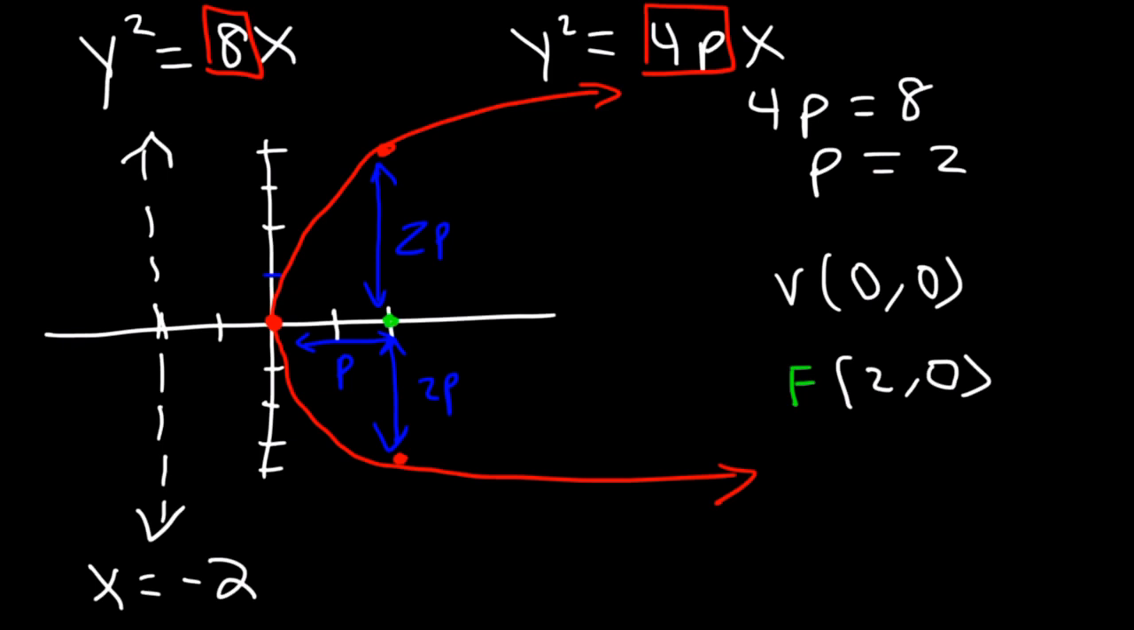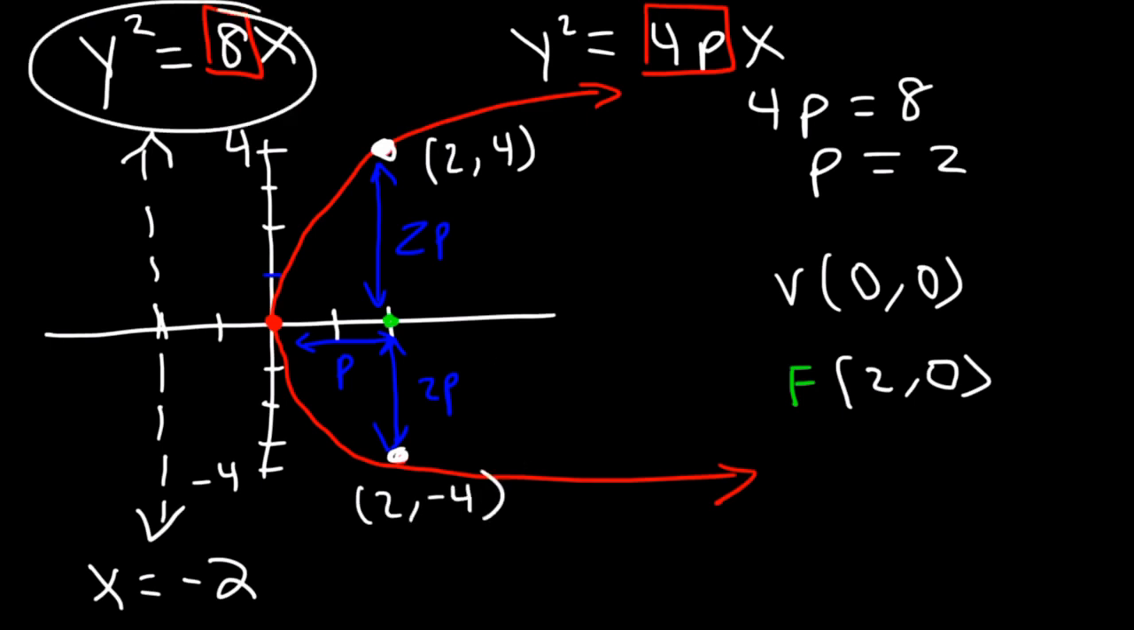Now, if you feel dubious about this technique, if you're doubtful, here's how you can prove it to yourself. This point is 2, 4. X is 2, y is 4. And this other point is 2, -4. So using this equation, we're going to plug in an x value of 2, and let's find the value of y. So y squared is equal to 8 times x, and x is 2.